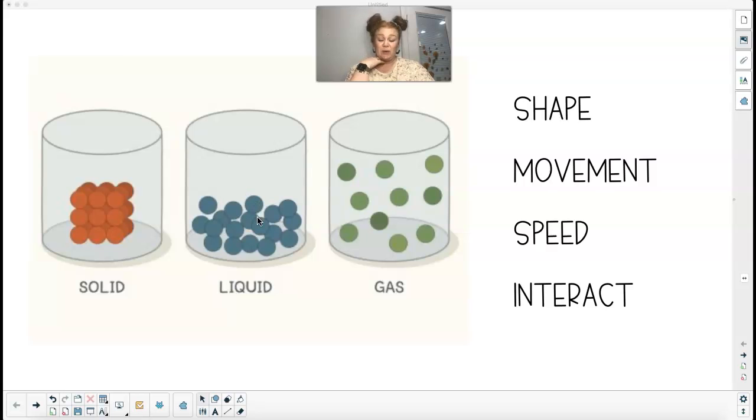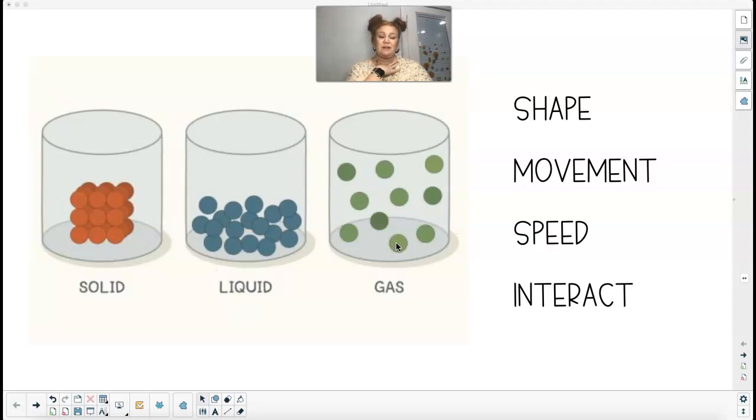Then we have our liquids. These liquids are going to take the shape of their container. And if I put it in something tall and skinny, it will take a tall and skinny shape. If I put it in something really flat and narrow, it will take a really flat shape. If I put it in something heart-shaped, it will take the shape of a heart. So the liquid is going to take the shape of its container.